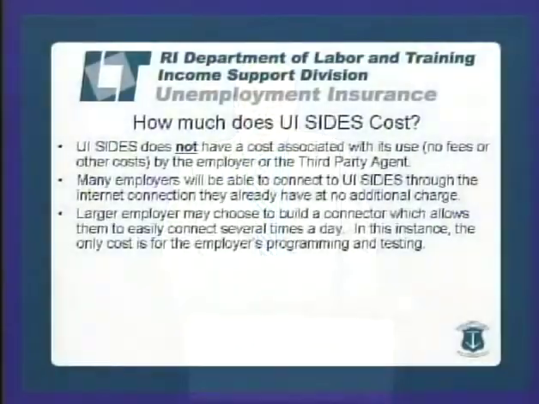Larger employers who have higher volumes of unemployment insurance claims may be interested in developing something called a connector, which is a dedicated connection to the host server for the information. This will allow them to easily connect multiple times a day. In this instance, there is a small cost that would be associated with the employer to program and test that direct connection. However, the use of the UI sides e-response system is completely free and is currently operational.